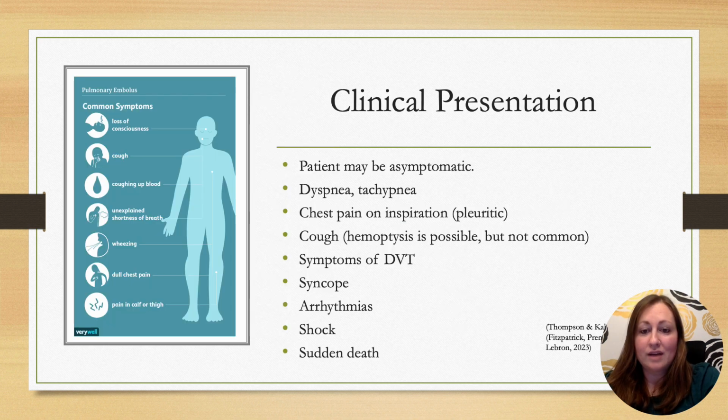PEs have a wide variety of presentations, ranging all the way from incidental findings with no symptoms to sudden death. The most common presenting symptom is dyspnea, and other common symptoms include chest pain, specifically pleuritic pain on inspiration, cough, other respiratory symptoms such as tachypnea or wheezing, and symptoms of DVT. Hemoptysis is possible, but not frequently seen.